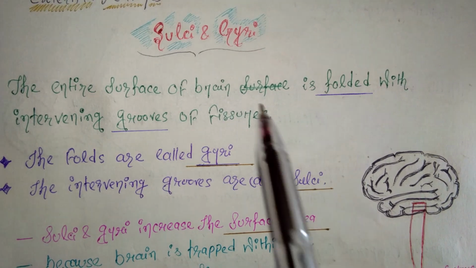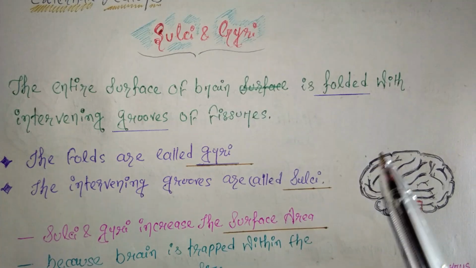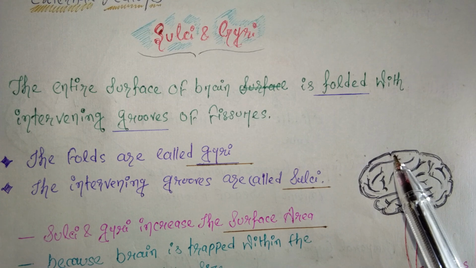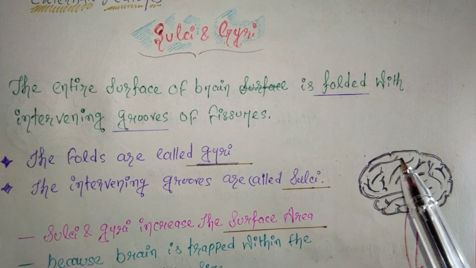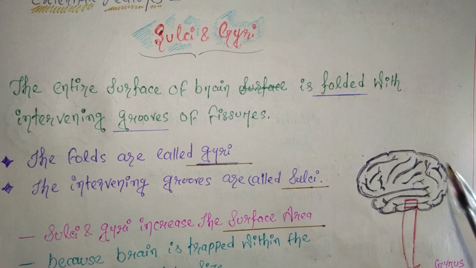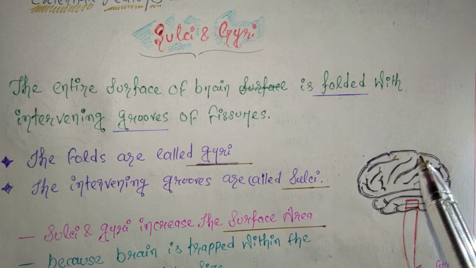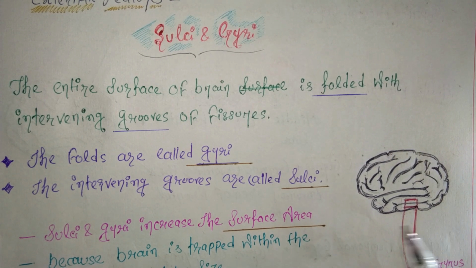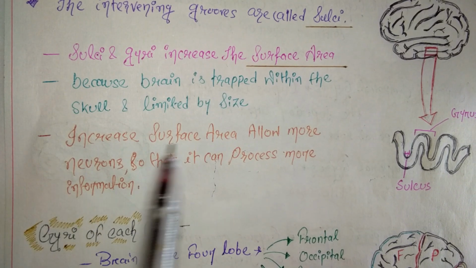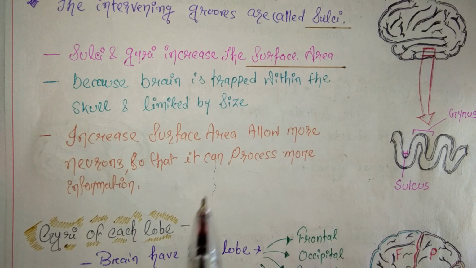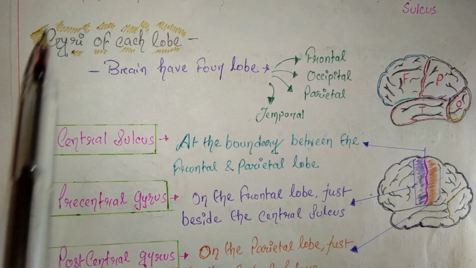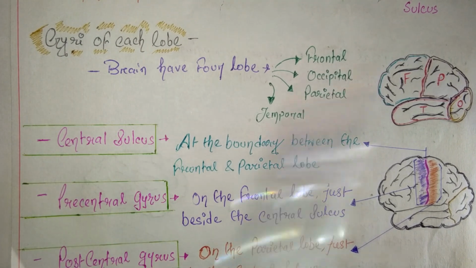Okay, so let's repeat this again. Sulci and gyri are the foldings and intervening grooves. The folding part is the gyri, and the depression part is the sulci. We need gyri and sulci to increase the surface area. It gives a folding surface to our brain, so it helps in increasing the surface area in limited size. Sulci and gyri increase the surface area, which allows more neurons and more information. Each lobe has its separate gyri, because gyri play an important role for each lobe.